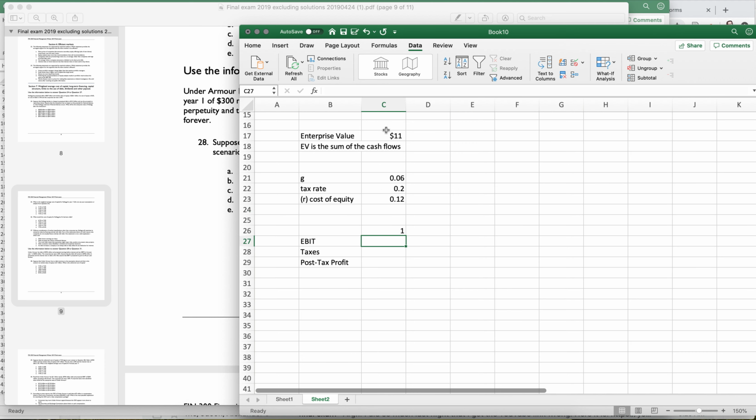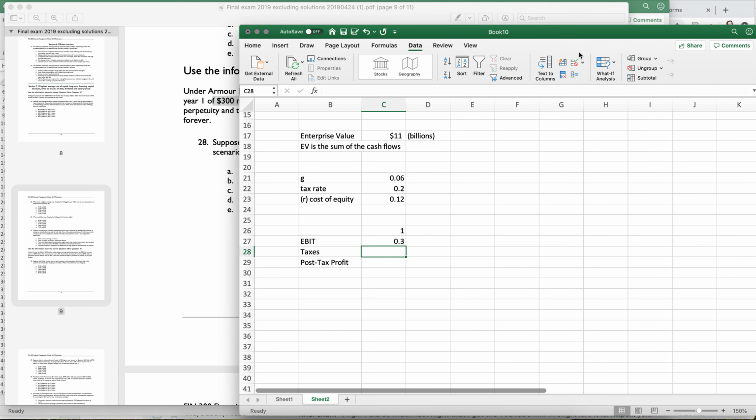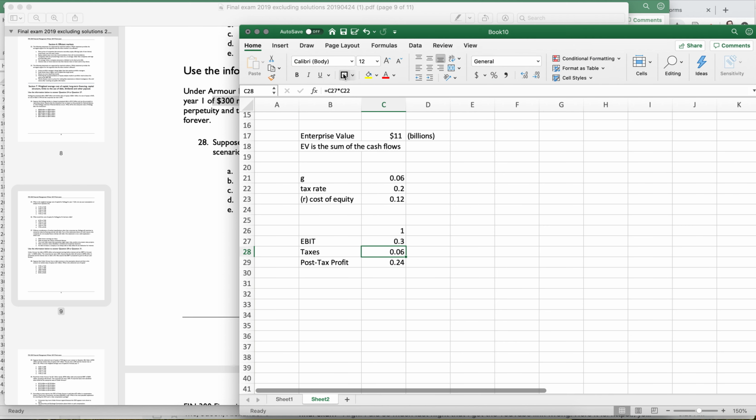So if we have EBIT, and notice that this is in billions, I'm going to put 0.3 because our EBIT is 300 million. You can do it in thousands or whatever you want, doesn't matter. But we pay taxes of this much, and that means our post-tax profit is EBIT minus taxes. So I'm going to add a little bitty line at the bottom. All right, so in year two, this will grow at 6%. And it'll do that forever.